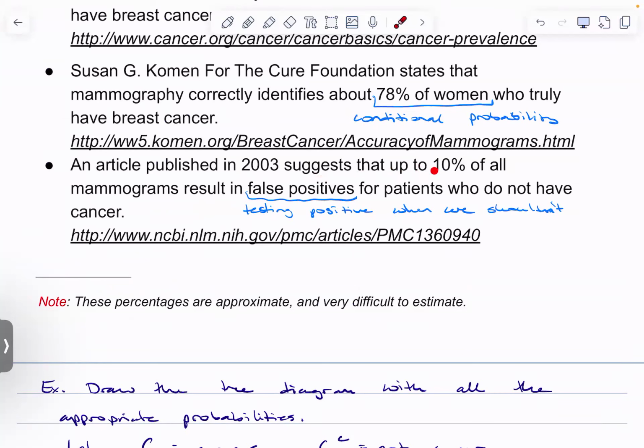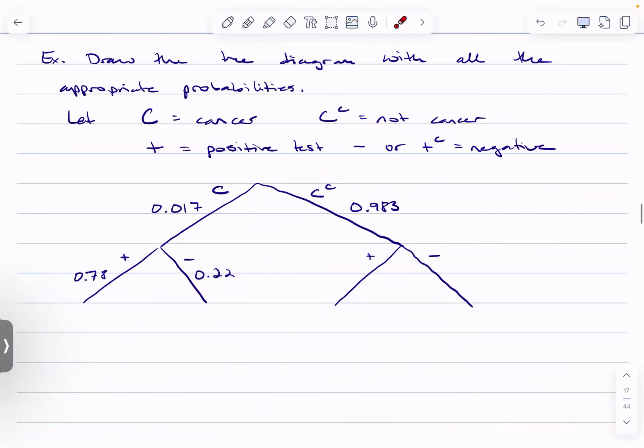10% of all mammograms result in false positives for patients who do not have cancer. So knowing that they went down the not cancer branch, the probability of a false positive, which is a positive when you shouldn't get one, is 10%. Okay? And so now you don't have cancer, but the probability of testing positive is 0.1. Which means the probability of testing negative is 0.9.